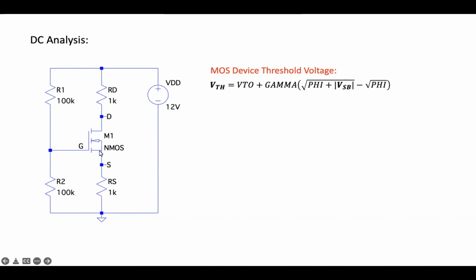But in case the bulk is connected somewhere else, you have to determine first the source and bulk voltage. So you analyze and then determine the value of the VSB and then plug it in this equation. So VTO, gamma, and phi are all provided transistor parameters. So after knowing the VSB, we should be able to determine the threshold voltage. So normally, this is our first equation for the DC analysis. Okay, is that clear?